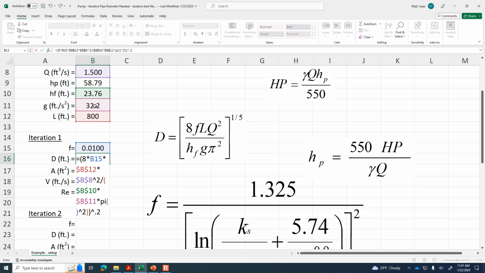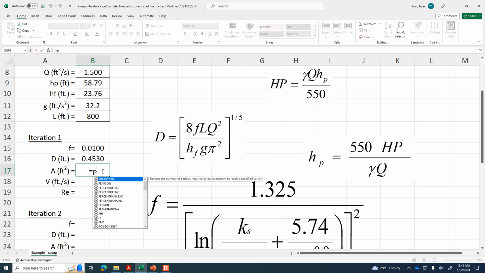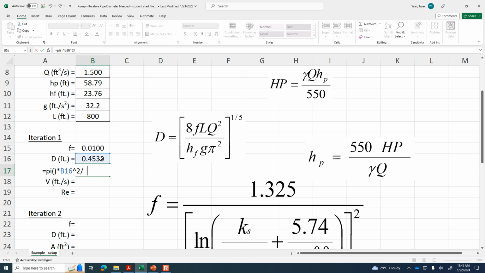Okay, so if the friction factor is 0.01, then the needed diameter would be 0.4530. And now if that's the diameter, then the cross-sectional area will be pi d squared divided by 4. So equals pi times d squared divided by 4. Okay, so that's the cross-sectional area, and the velocity is Q divided by the area. So that's the velocity, 9.31 feet per second.